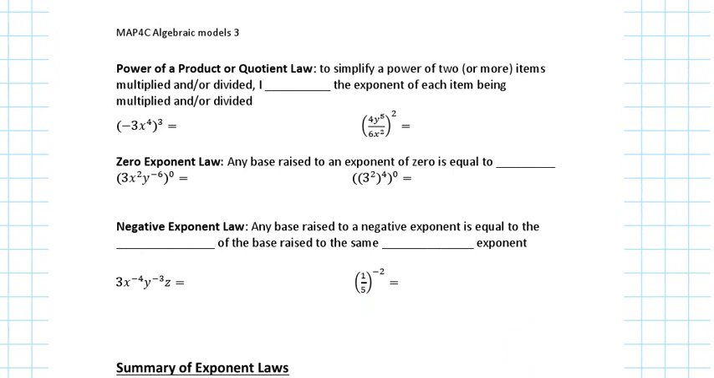So this is what I was talking about, which is the power of a product or quotient law. To simplify a power of two or more items multiplied and/or divided, I distribute the exponent to each item being multiplied or divided. The word distribute means you're going to have to bring it into every single term, every single letter, every single number inside the bracket.